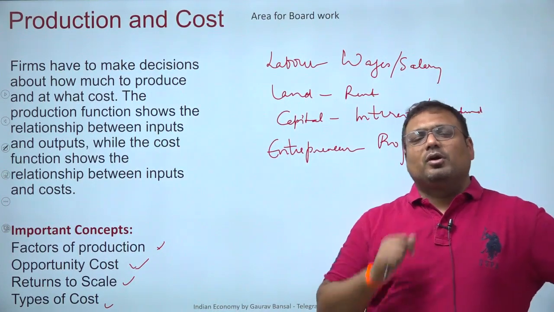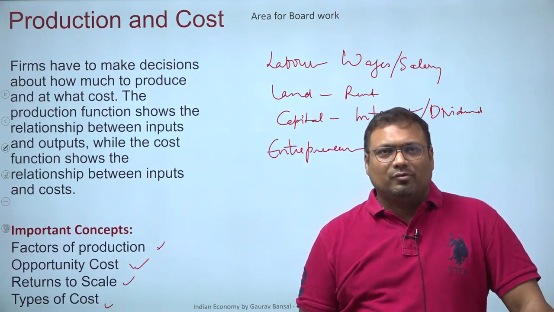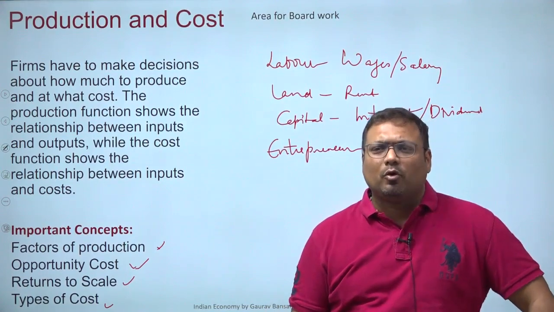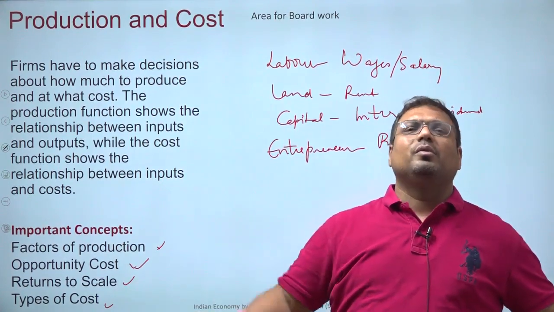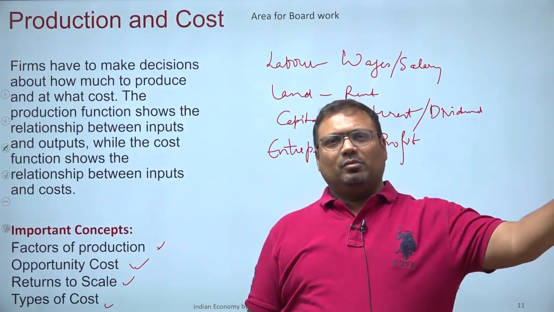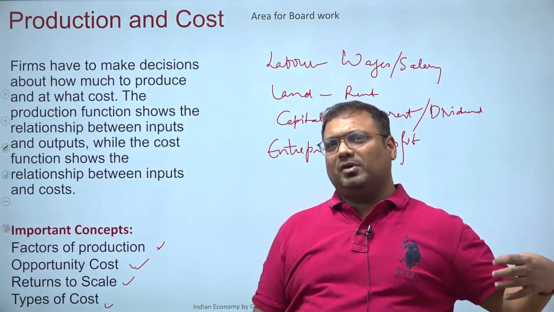Now what is the opportunity cost? In that time I could have done something else, I could have worked somewhere else. I could have done some other business, opened a shop, or done some new startup. So I could have been earning there. That lost income, because I'm not doing that, is my opportunity cost.